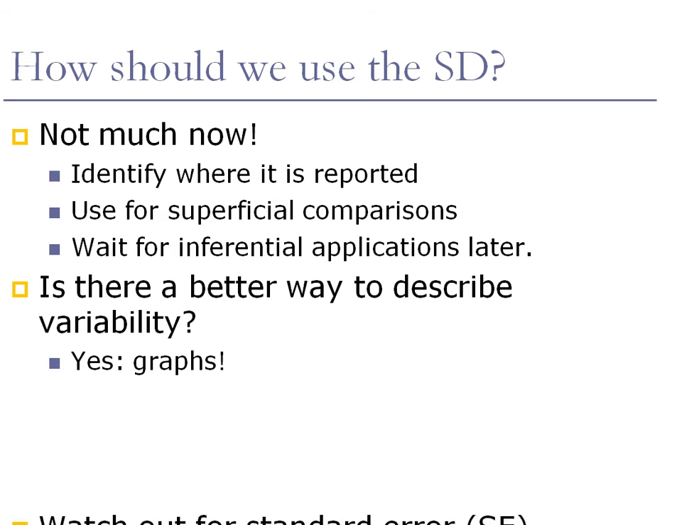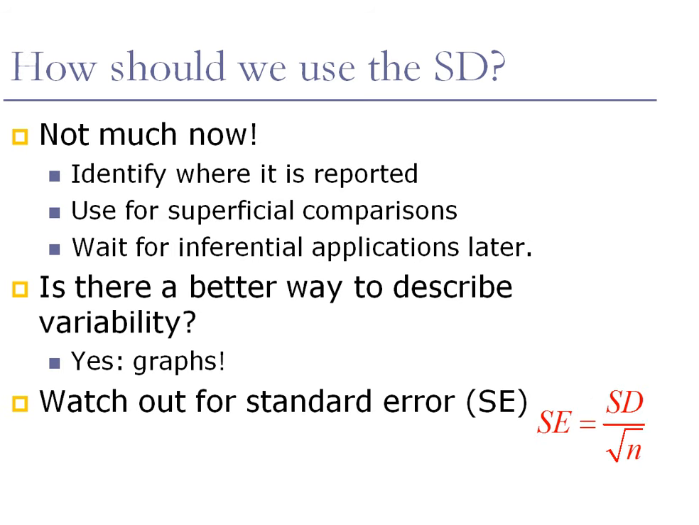One last thing to remember, you may want to watch out for two things that are often reported in the literature. One is the standard error, often denoted as SE, and that's simply the standard deviation divided by the square root of n. Guess what? This is also used in inferential work.